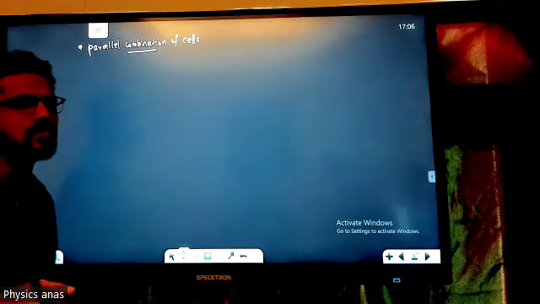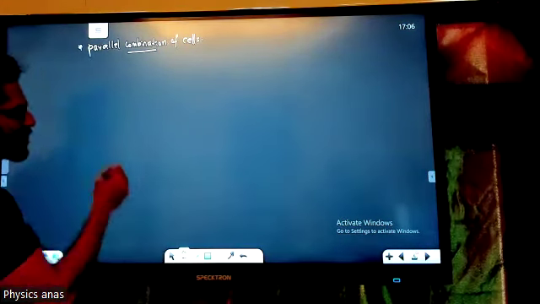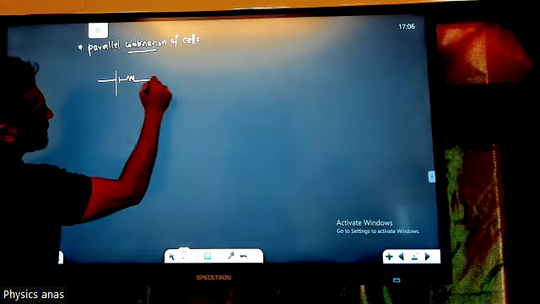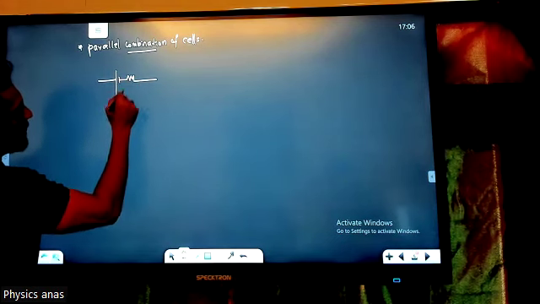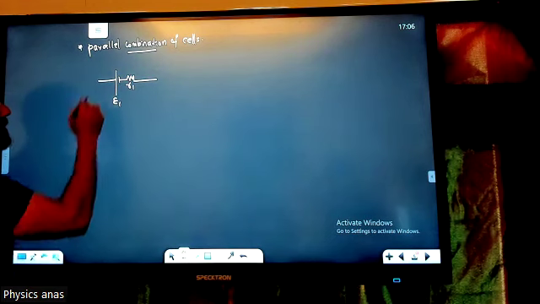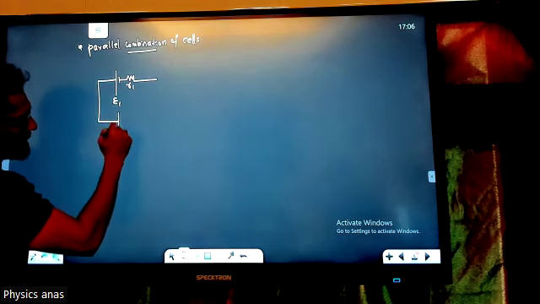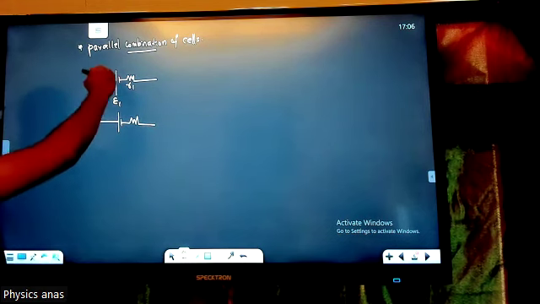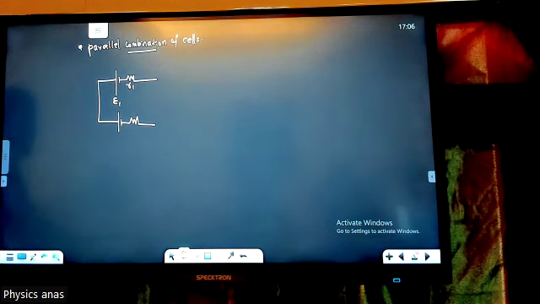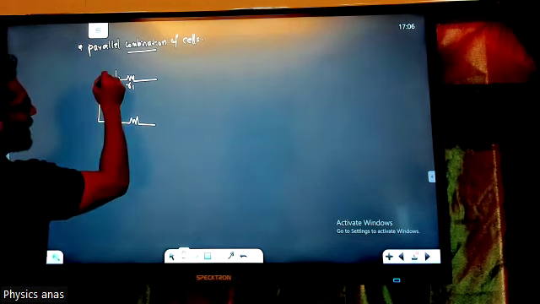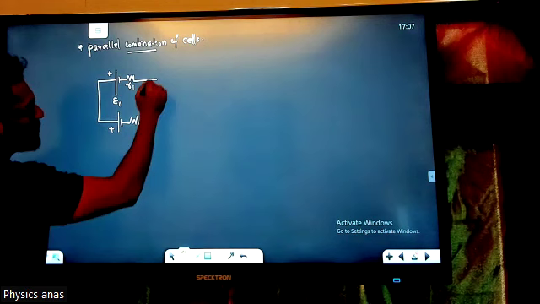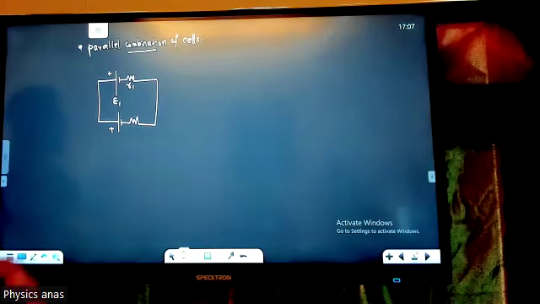I am just considering two cells. One cell can be represented like this. This is one cell, right? This has EMF E1 and internal resistance R1. It is connected to another cell like this, that is positive to positive, negative to negative. That's a parallel connection. This is positive, this is positive. So positive to positive, negative to negative. That's a parallel connection.